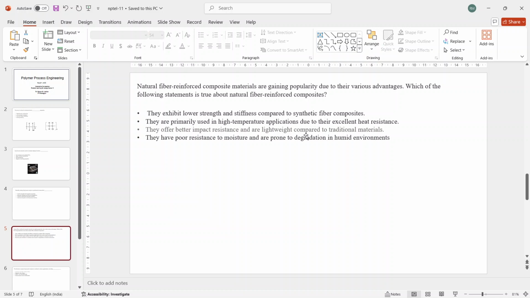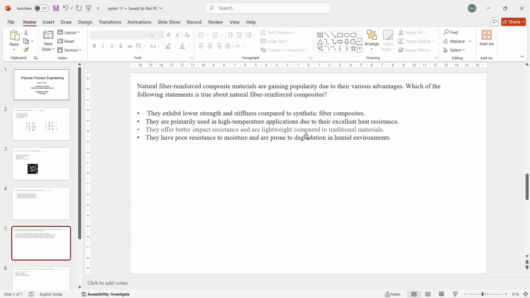Then the second one is they are primarily used in high temperature applications due to their excellent heat resistance. No, they do not have high temperature applications because they won't be able to withstand the thermal effects as well as the synthetic ones do. So that is false.